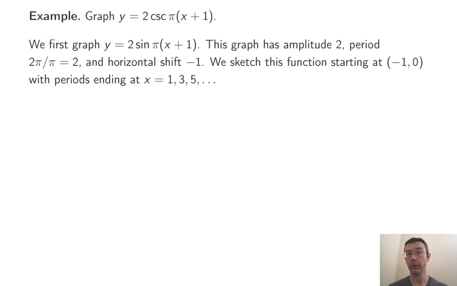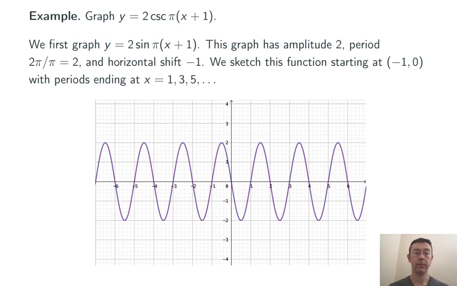So starting from x equals 0 and moving over to the left by that horizontal shift of 1 unit to the left. Since the period is 2, the periods are going to end at 1, 3, 5, and so on. So here's what the graph looks like. Starting at negative 1, and then drawing a full period of the sine function from negative 1 to positive 1. We go up and then down, hitting the x-axis again at 0.